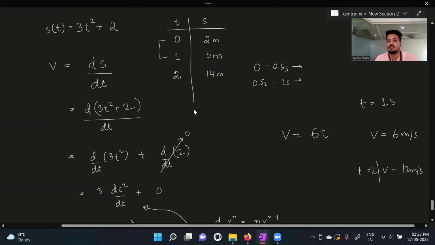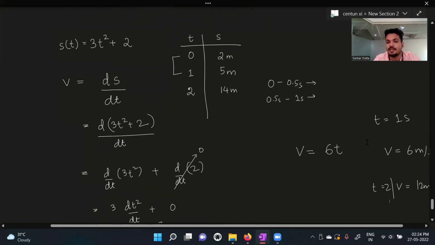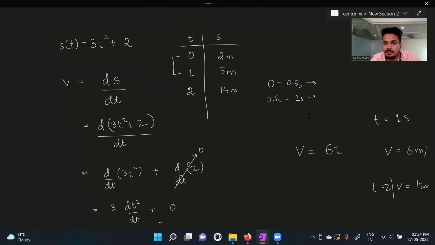Do you understand? So now for a variable displacement also we can find a variable velocity. That is the ultimate purpose of differential calculus.